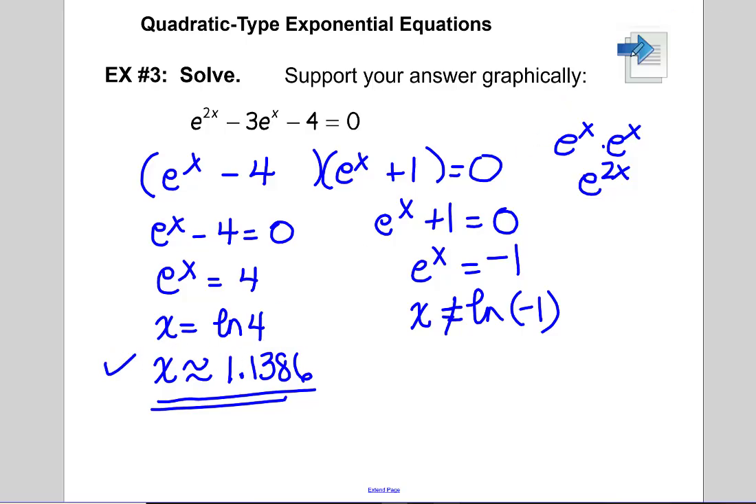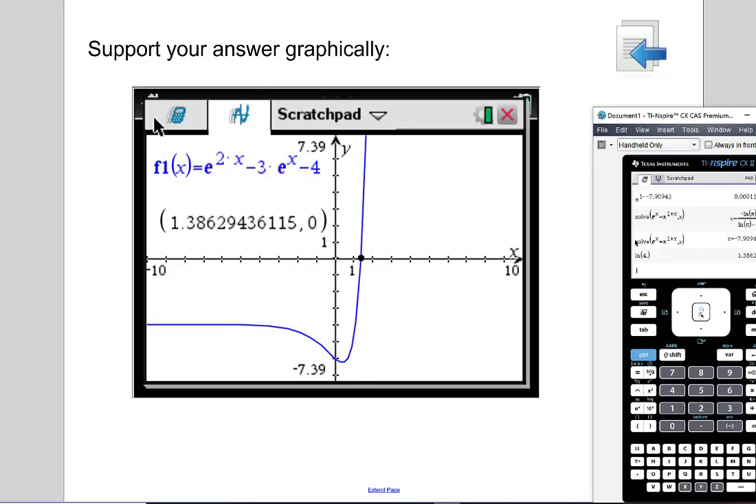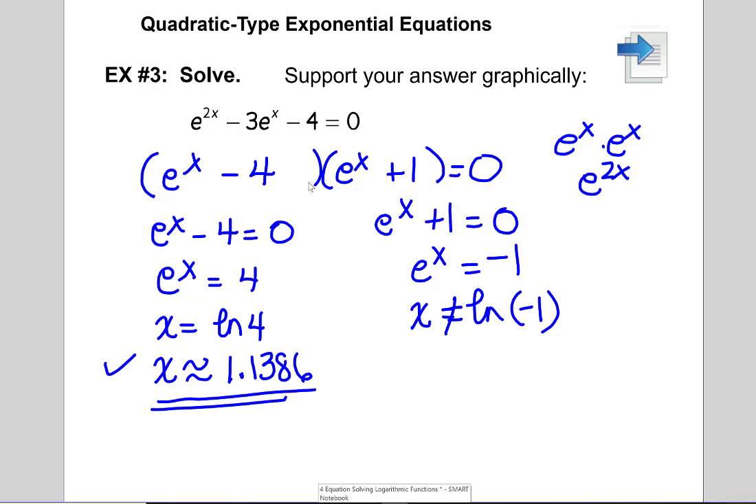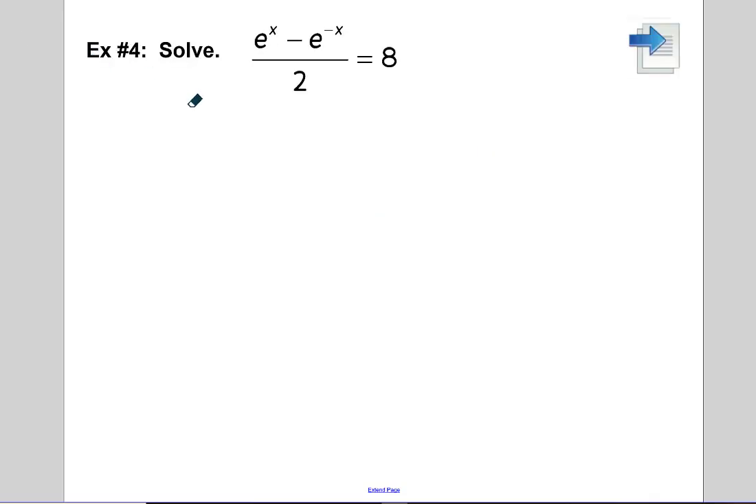And then checking graphically, oh, did I write the answer down wrong? 1.386, I did. Let's go back to that. Make our key right. I put an extra 1 in there. 1.386. Y'all got to be careful. Watch me there. 1.386. In example 4, it's a similar situation.